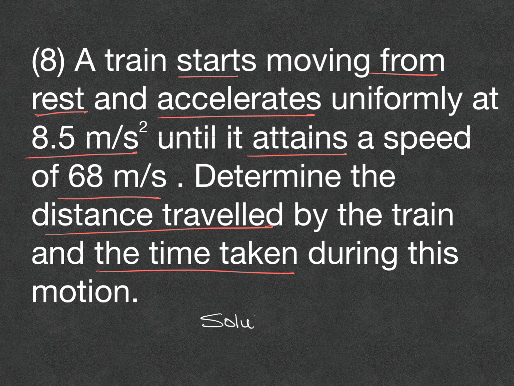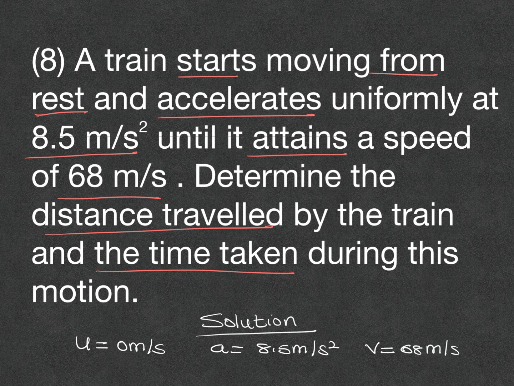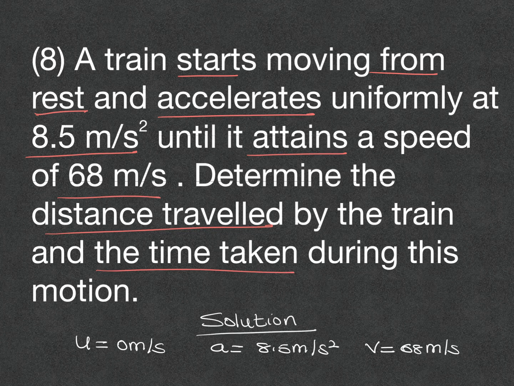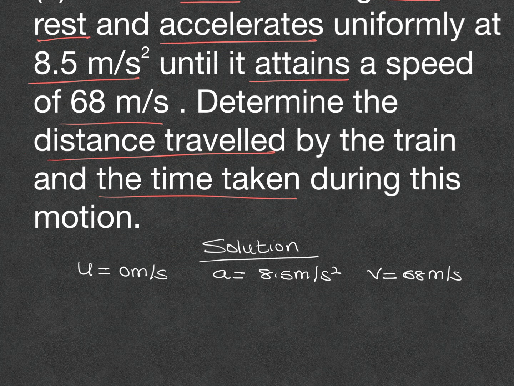Solution: the train starts moving from rest, which means the initial velocity is 0 meters per second and it accelerates at 8.5 meters per second squared to attain a speed of 68 meters per second. So if 68 meters per second is the speed attained, that means it's the final velocity, which is 68 meters per second. The question is asking us to calculate the distance and the time.